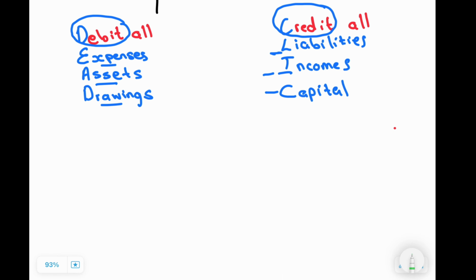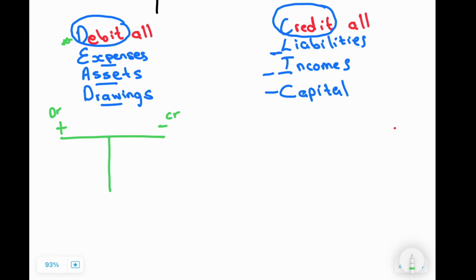The T accounts that fall under the DEAD abbreviation will actually look like this. We said they all increase on the debit side, right? So it means all of them will look something like this. Whether it's an expense account, it is going to increase on the debit side and decrease on the credit side. If it's an asset account, it is going to increase on the debit side and decrease on the credit side, as well as your drawings.